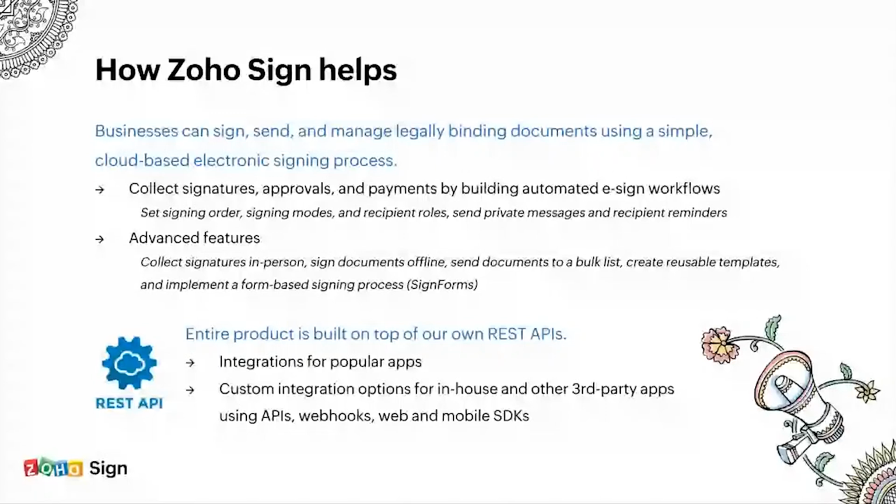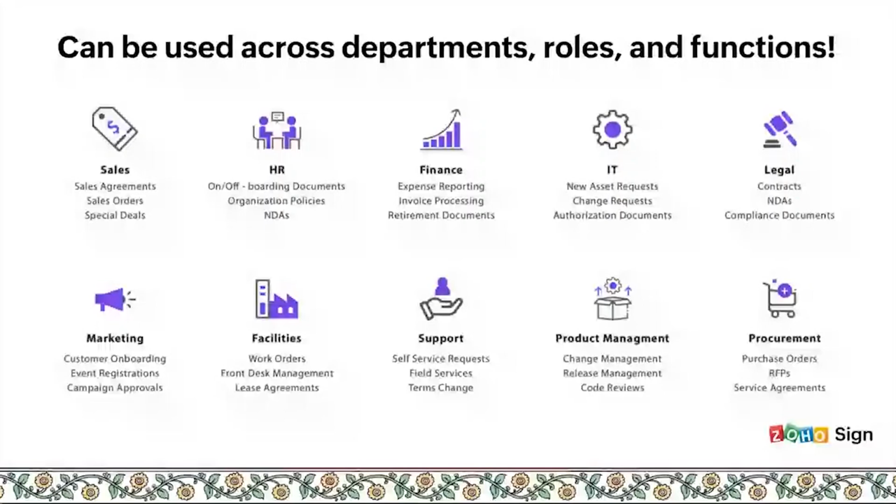Zoho Sign is built on top of its own REST APIs, using which you can integrate Zoho Sign with various other applications based on your necessity. You can also use these APIs, webhooks, and SDKs to build custom integrations. Zoho Sign is used by signatories across various domains such as sales, human resources, finance, IT operations, legal, marketing, support, product management, entertainment and media industry, real estate, NGOs, and so on.